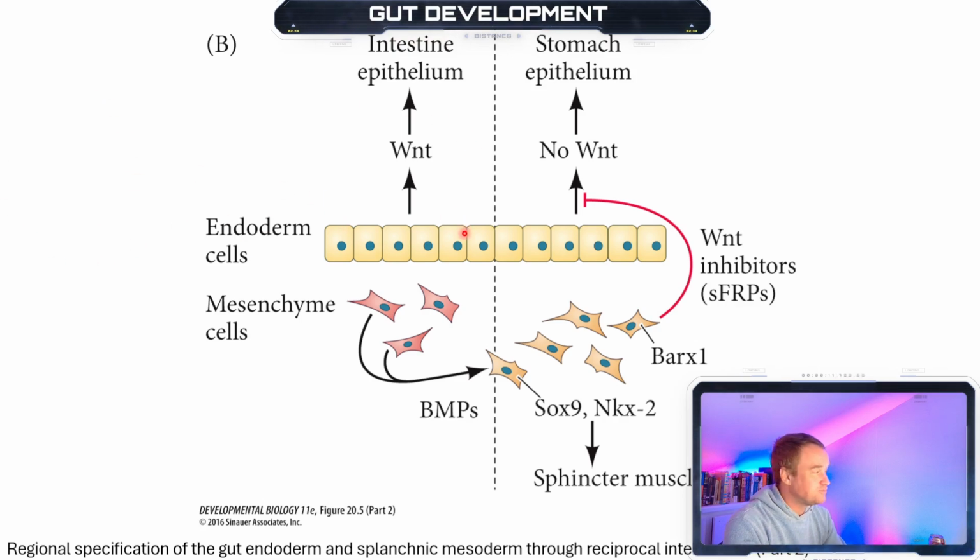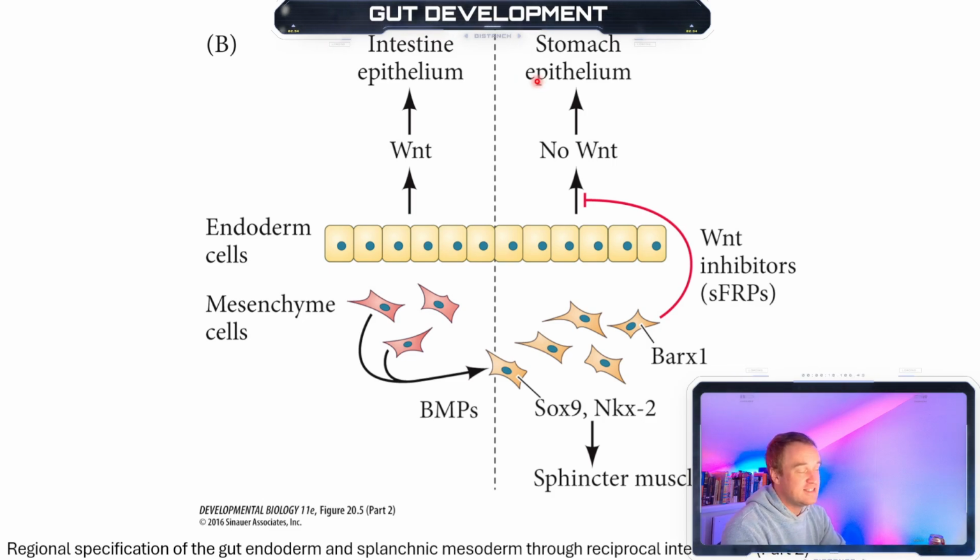So here we have the regional specification of the gut endoderm and the splanchnic mesoderm through this reciprocal interaction. We're going to get into more detail on it. So the differentiation from the splanchnic mesoderm and the surrounding epithelium cells. Here we have the intestine epithelium and then the stomach epithelium, right? And so what causes intestine and what causes stomach?